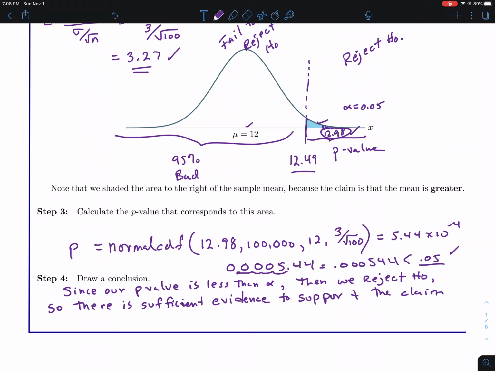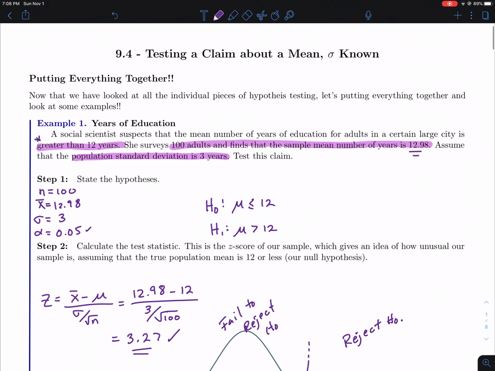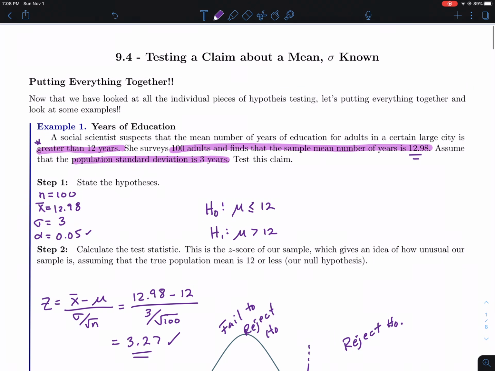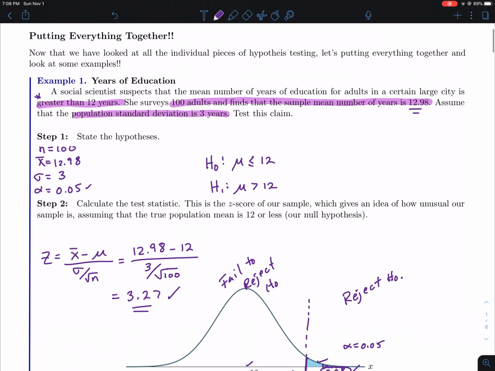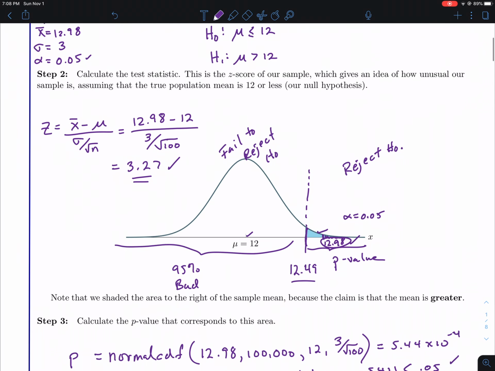So, and you should write these out. This should actually be written out as a paragraph every single time. So our p-value is less than alpha, then we reject H naught. So there is sufficient evidence to support the claim that the mean number of years is greater than 12? Yeah, so that the mean number of years of education for adults is greater than 12.